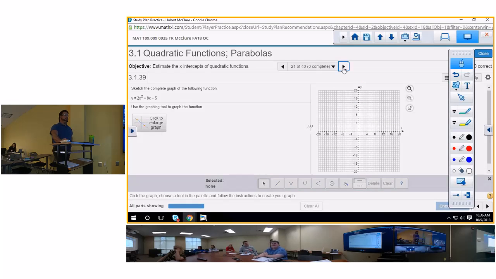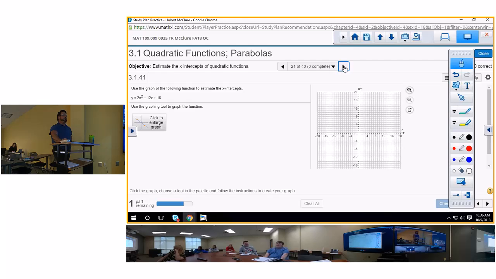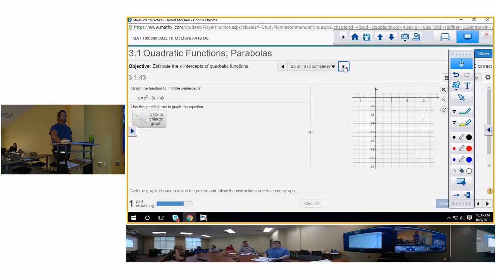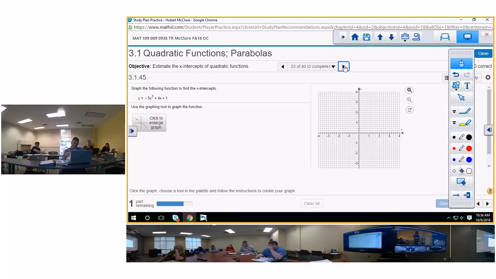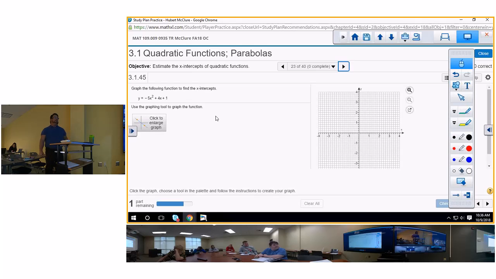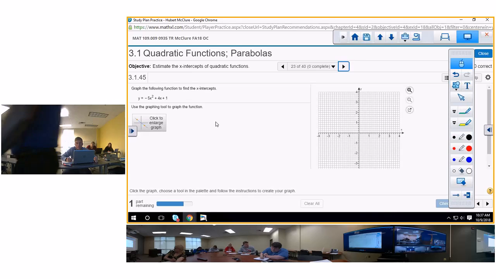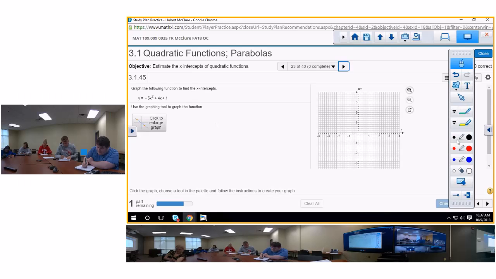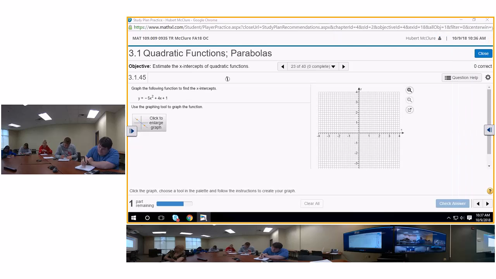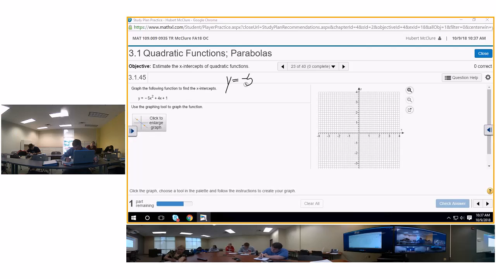Let's do another one. Let's do one with a negative. They even give you one with a negative. They probably don't because it might make you go to a prayer closet. All right, there we go. Y is equal to negative 5x squared plus 4x plus 1. I'll write it on the board for you so you can see it better. Y is equal to negative 5x squared plus 4x plus 1.